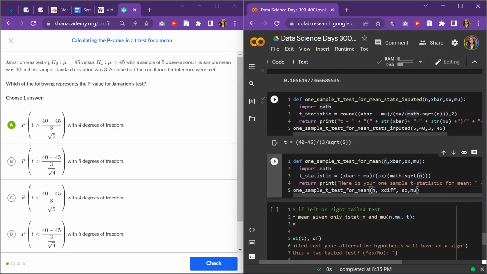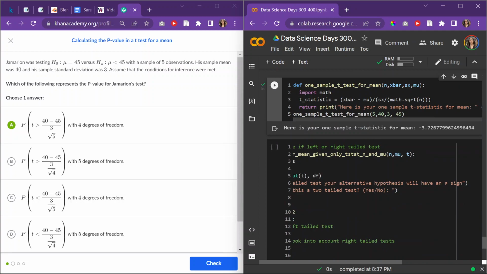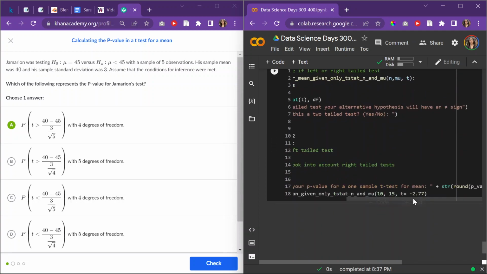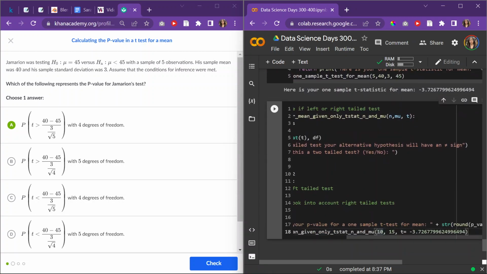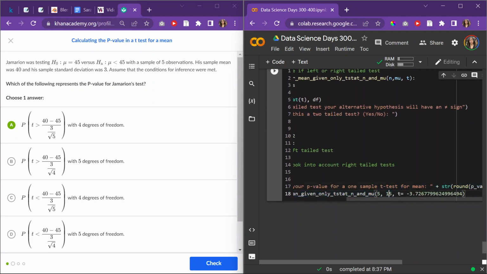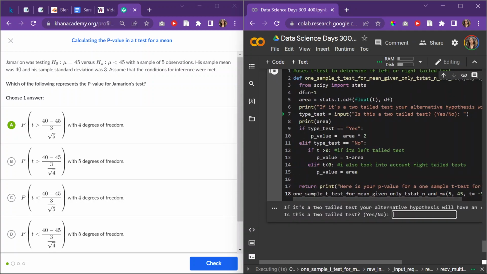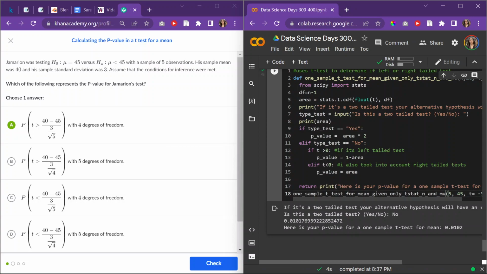So what was it again? 5. It's in the same thing, right? Okay, so what's my t? My t is this number right here, so I'll make sure to input it there. And then my n is 5. My mu was 45. I run that and it should give me my p-value. Is this a two-tailed test? No. My p-value is 0.0102.